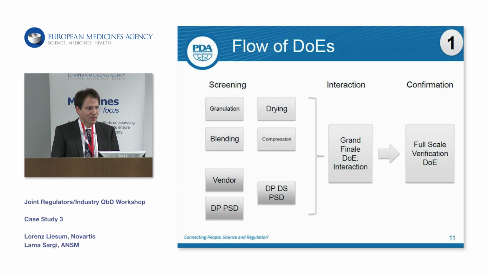Out of all these evaluations, we came to the conclusion which of these process parameters and critical attributes were deemed to be critical, and these were separately investigated in the so-called grande finale DOE to additionally assess the interaction between the critical process parameters. And as a final step, on full scale, we also did a DOE to confirm the criticality and the ultimate design space.